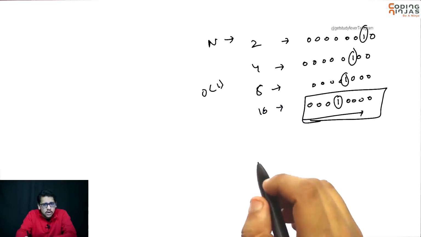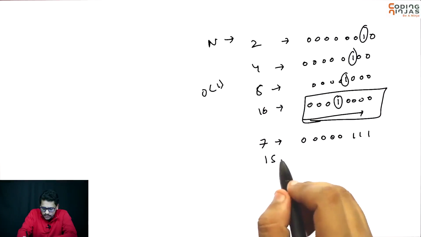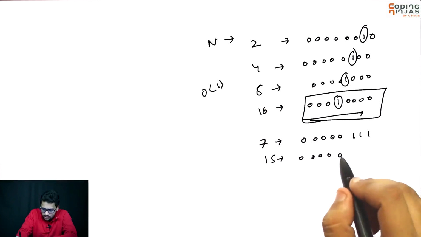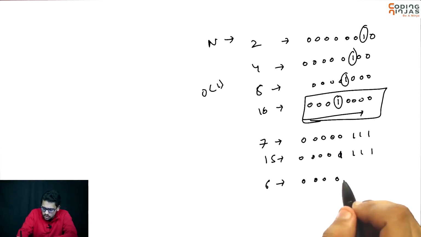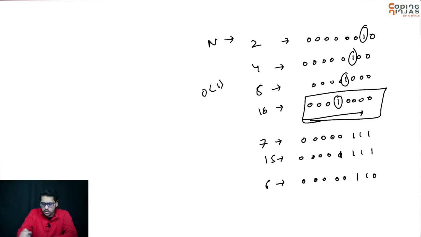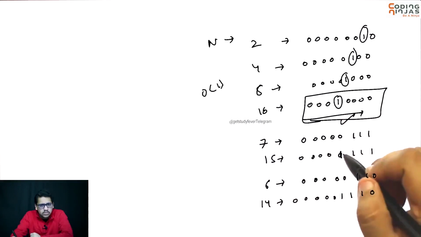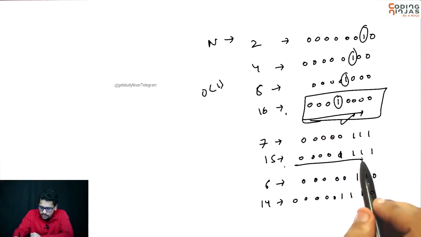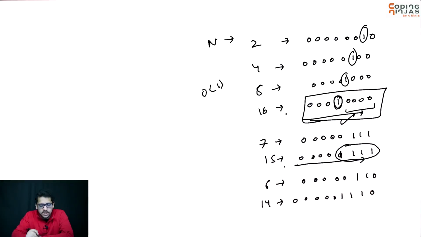Let's see some other numbers which are not powers of 2. 7 is represented as 0, 0, 0, 0, 1, 1, 1. 15 is 1, 1, 1, 1. Let's see 6. It is represented like 0, 0, 0, 0, 0, 1, 1, 0. 14 is 0, 0, 0, 0, 1, 1, 1, 0. Now if you see powers of 2, 16 and 15, in 16 there is a 1 here and the other bits are 0, whereas in 15 these bits are all set.